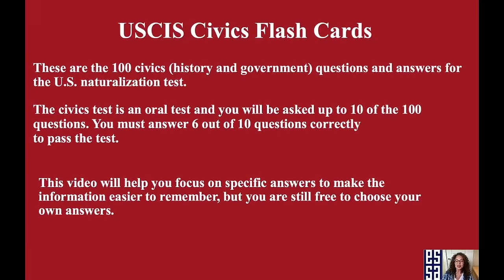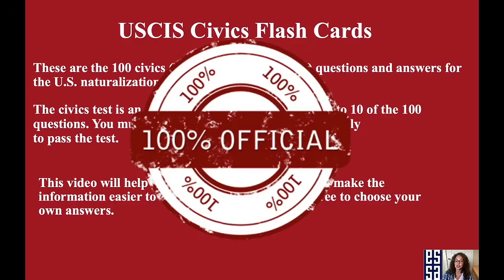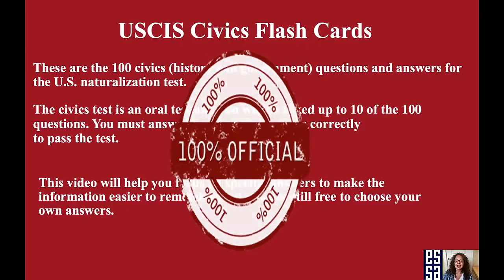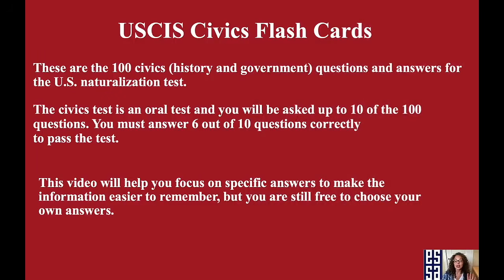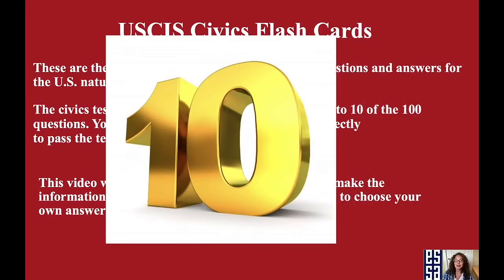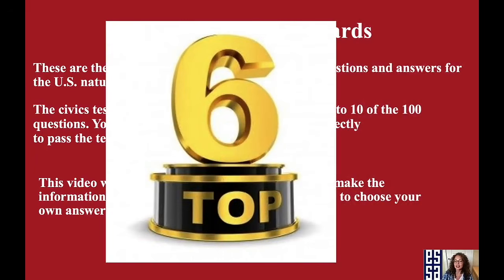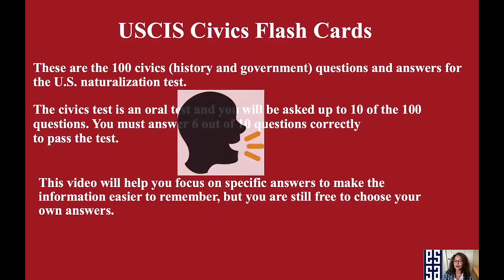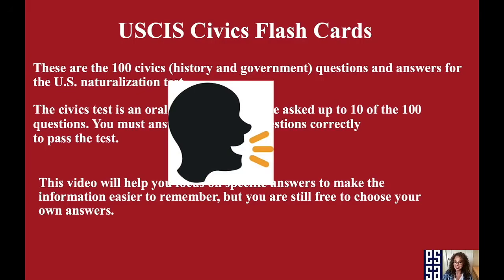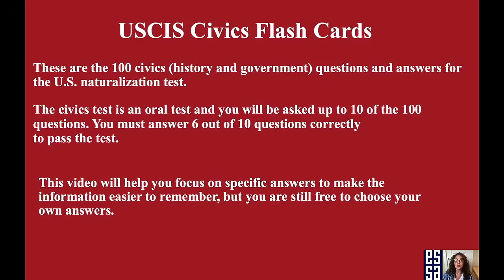Okay, a little bit about the rules. Again, these are the 100 official civics questions, the 2008 version from USCIS. You will be asked 10 randomly chosen questions. You must get 6 of those 10 correct in order to pass. Please know that this is an oral test, so it's not multiple choice. Be careful if you study that way. And remember, you only need to provide one answer unless the question specifically asks for more than one.